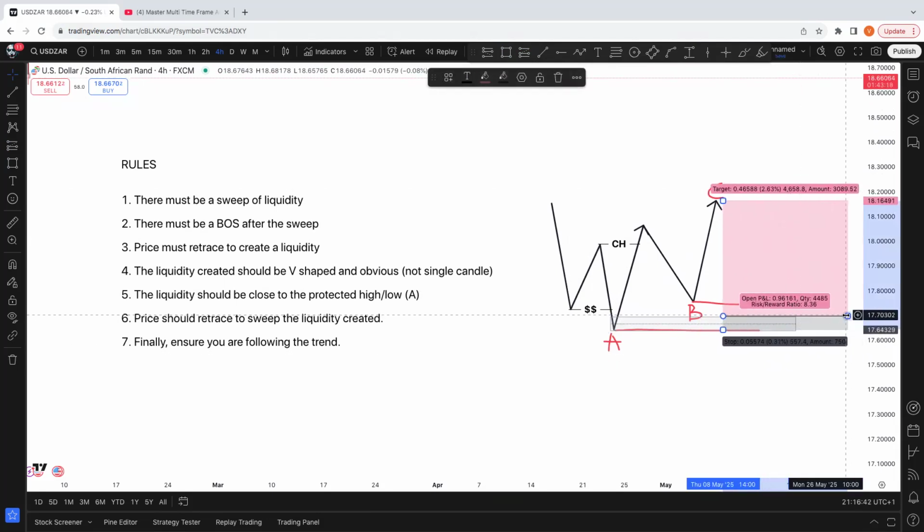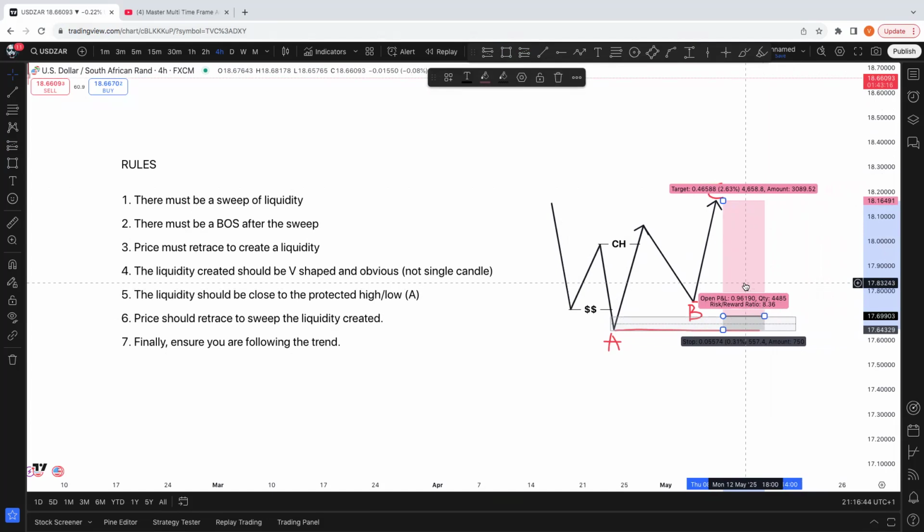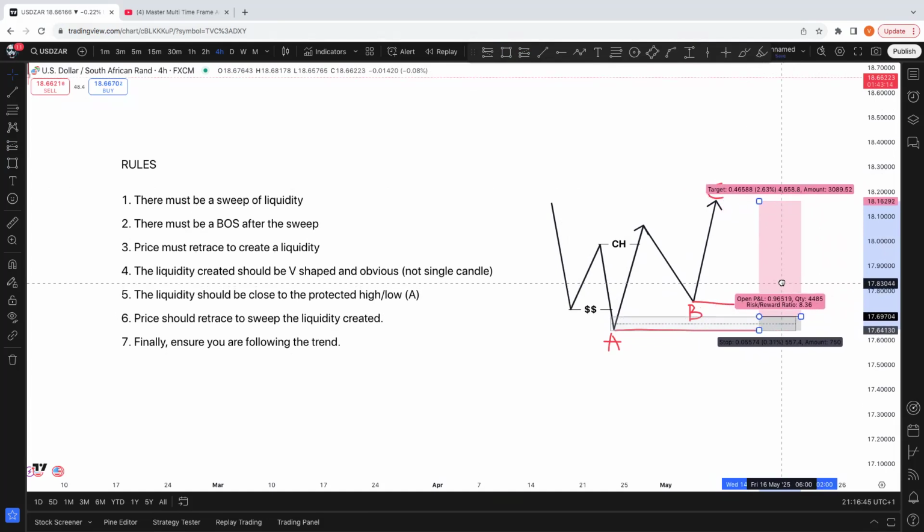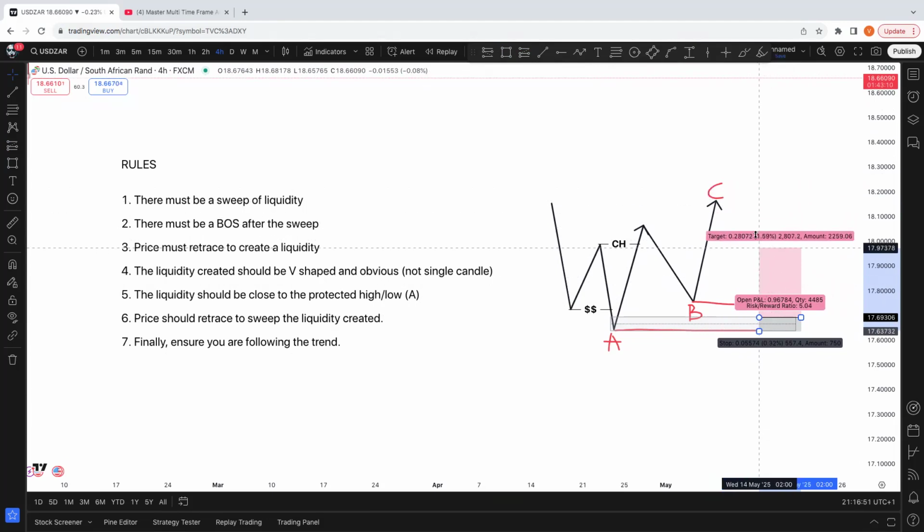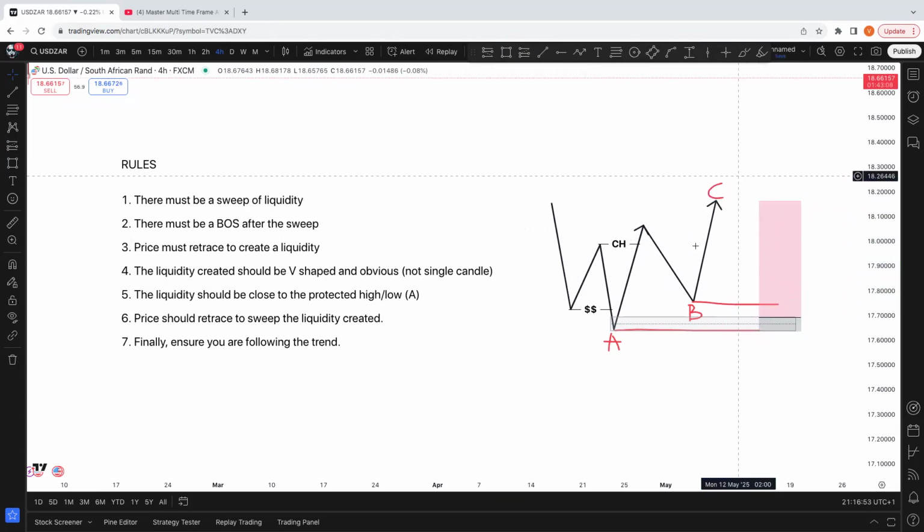Or whatever is your desired risk to reward. You can decide maybe three RR or 4 or 5 or whatever. You can decide to target this high here.